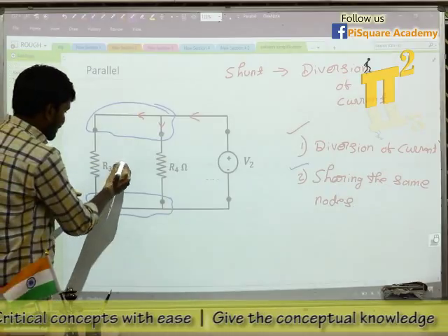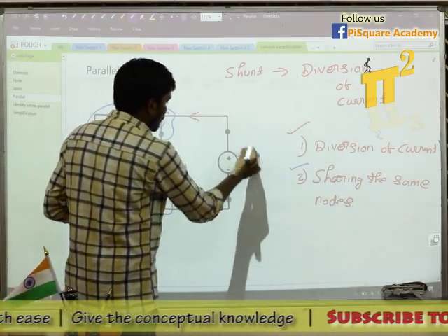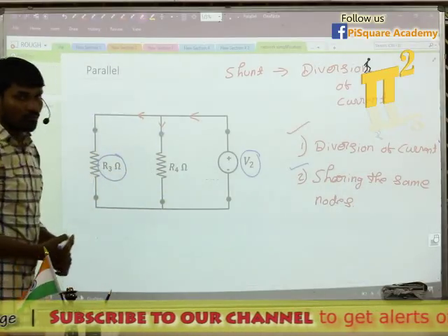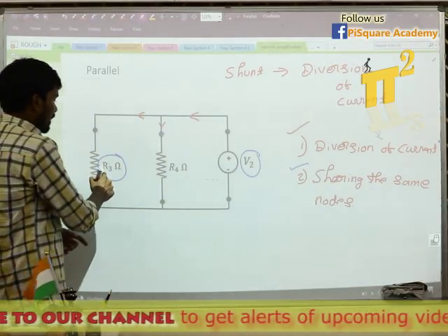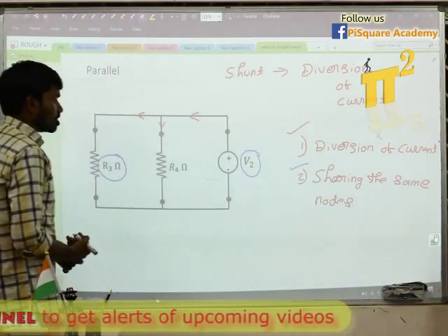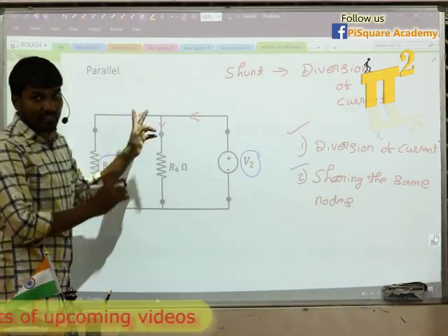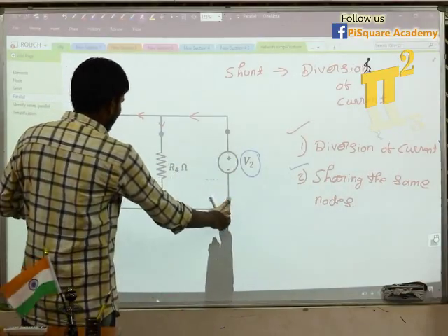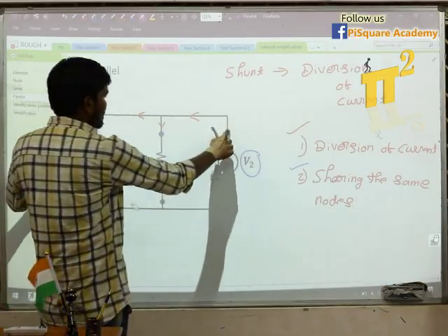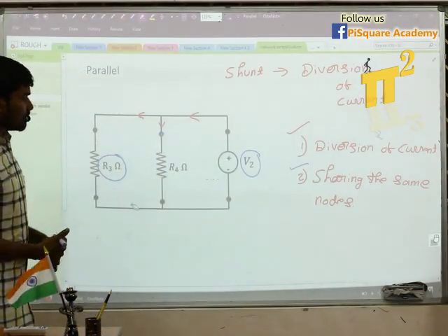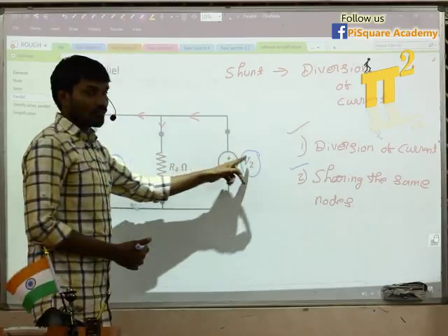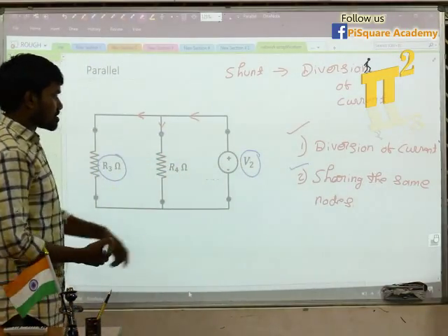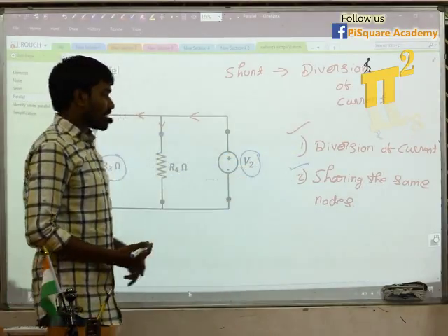Now can I say R3 and V2 are in parallel? Just check it. R3 and V2. Yes, current is getting divided and they have the same nodes. This is same, this is same. They are sharing the same nodes, so they are in parallel. Likewise, these two also will be in parallel because both the conditions are satisfied.